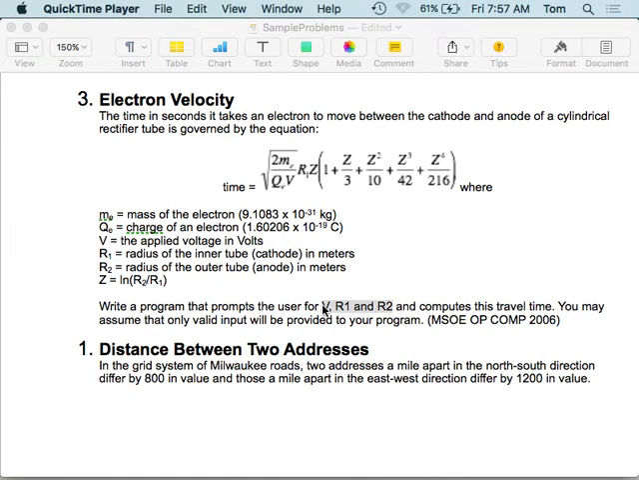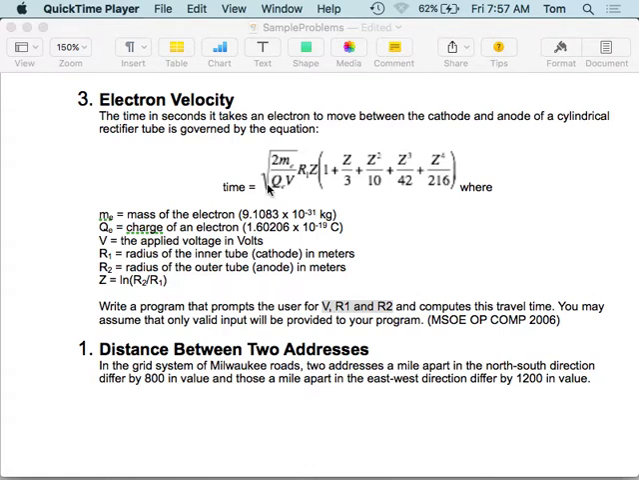Okay, so we've learned a little bit about using math methods, and so we're going to apply that to this problem here, where we're trying to figure out the time in seconds it takes an electron to move between the cathode and anode of a cylindrical rectifier tube, which is apparently governed by this equation, and I have no idea what that really even means, but we're going to go ahead and do what we can do here.